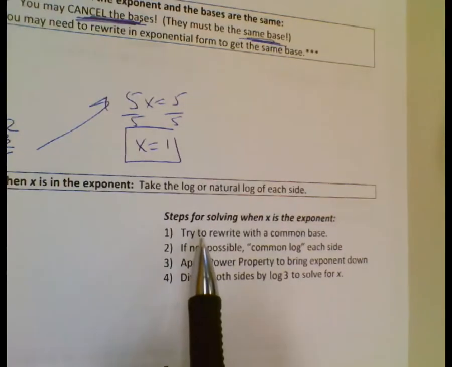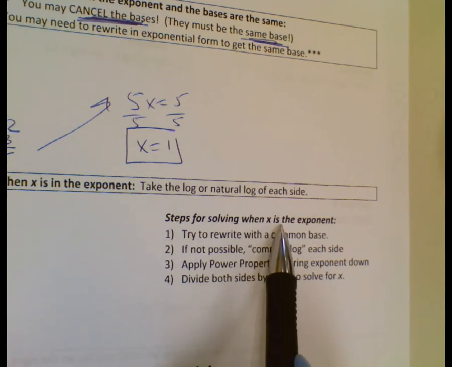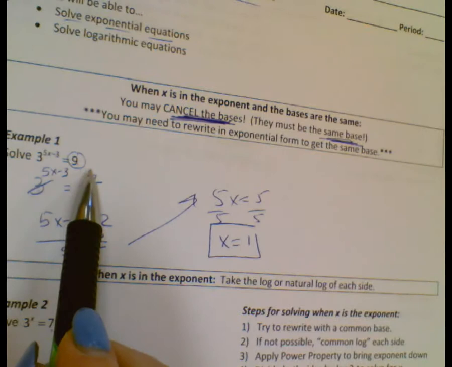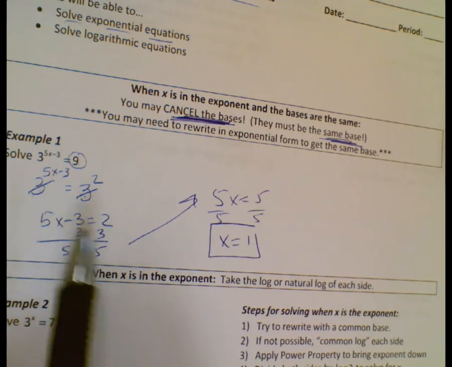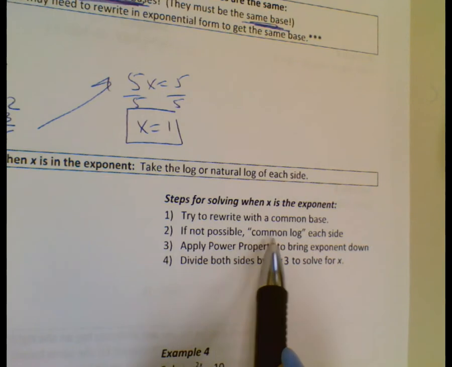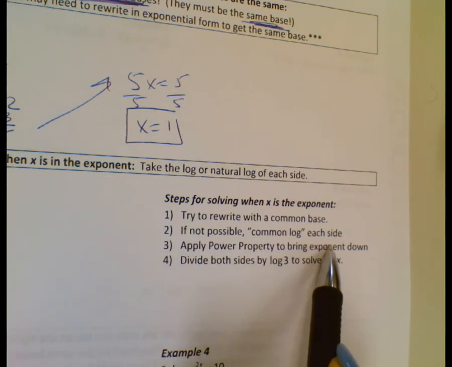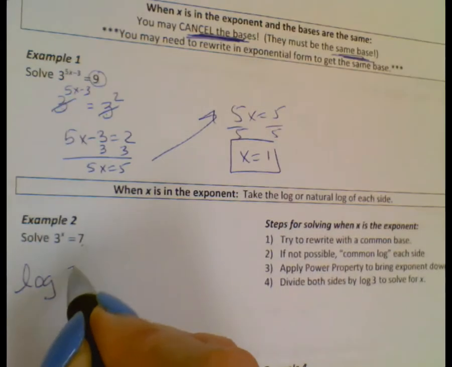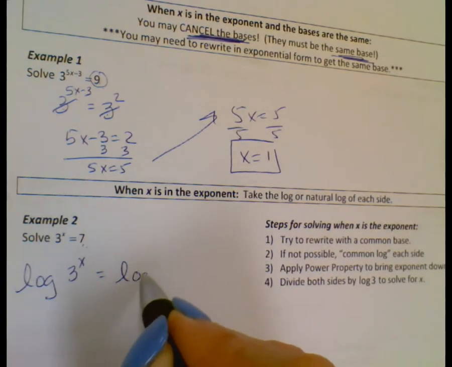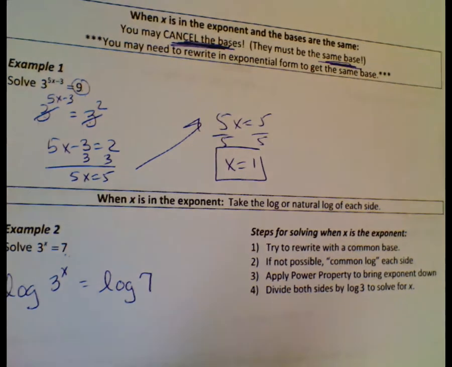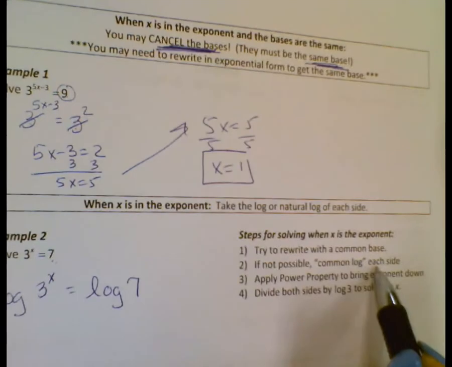So I have some steps. When x is the exponent, try to rewrite with a common base. That's what we did here. Okay, we did do that, and we were able to cancel and solve. If it's not possible, common log each side. That's what we're going to do right now. So you're going to write log on the left side, and you're going to write log on the right side. So you're putting the word log in front of the left side and the right side. So that's what step 2 is, common log each side.